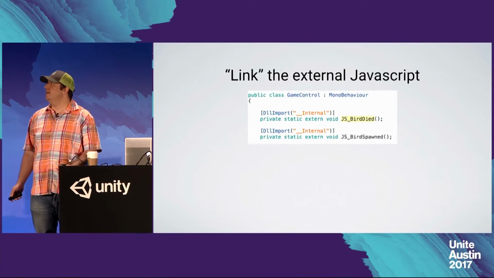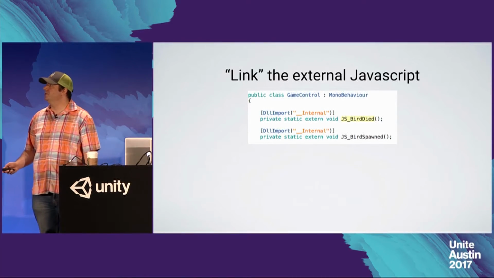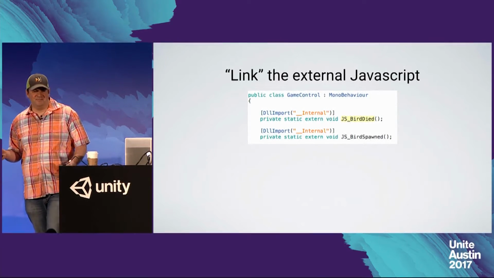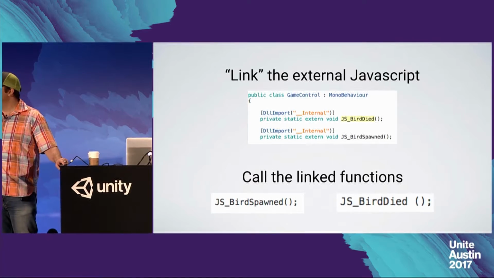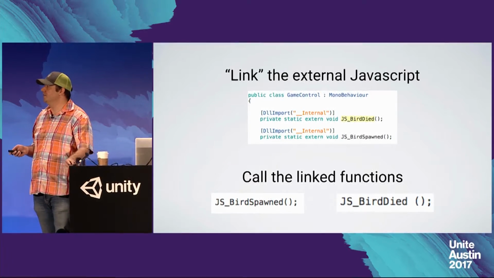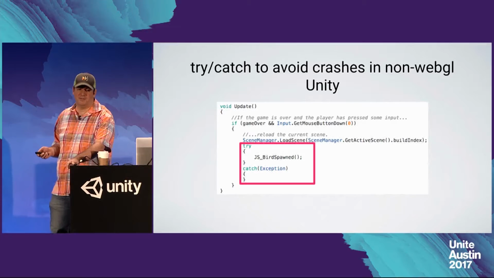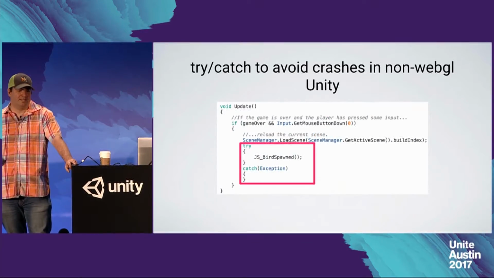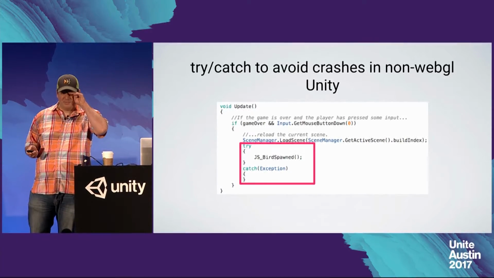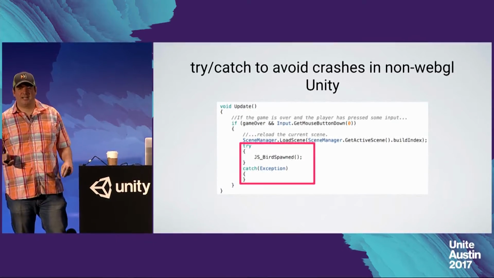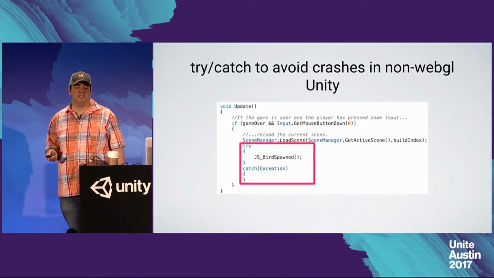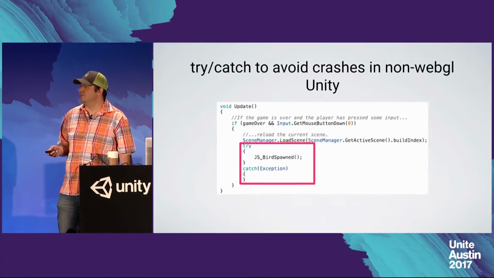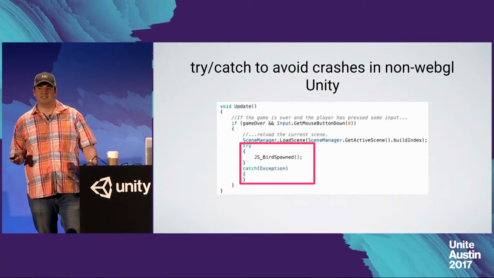Okay, so, and then in the Unity C# code, we have this crazy DLL import internal. I don't know what it does, but it says so in the docs. Right, and then you can call the linked functions, right? And this is where I'm doing this. And I'm kind of a Unity noob, right? But so when I put this slide together, I just threw it in a try-catch, but I believe there's also a Unity WebGL if-def that you can use, right? And that's just so that when you're testing this thing in Unity, it doesn't crash.